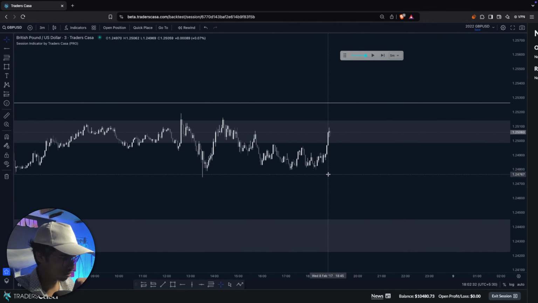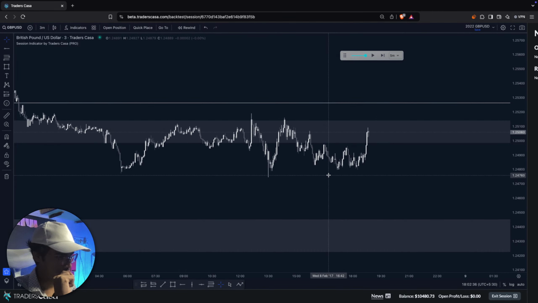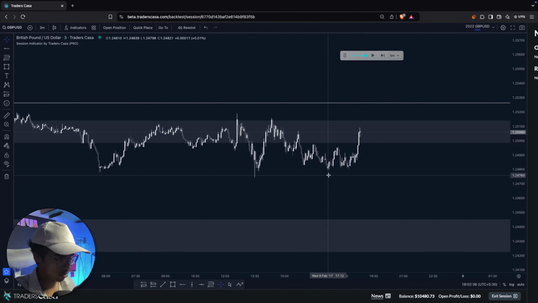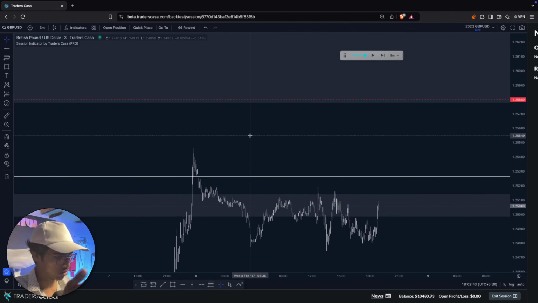Otherwise, how can I anticipate any entry? I don't think any entry can be found. Okay, the price reached equilibrium. What else am I looking for? Why would the price go to this particular point? There is no reason, right? There's no solid reason.